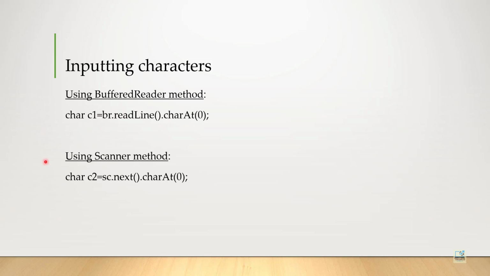In the second method, the Scanner method, char c2 = sc.next().charAt(0). The latter part is the same, .charAt(0) in both of them. Only the function is different, because in the BufferedReader we use br.readLine, the readLine method, where br is the object name. And in the Scanner method we are using the next method, okay? And sc is the object. This way we can take input characters using the BufferedReader method and using the Scanner method.